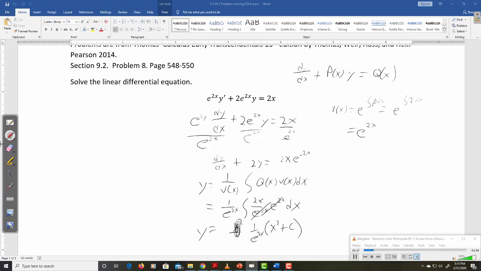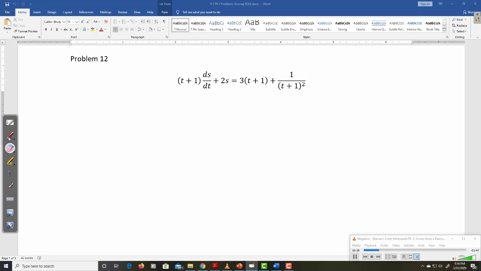Let's do another example. This is problem 12. Once again, we have a coefficient on our derivative term that we need to divide out. So if I do that, everything divided by t plus 1. That's going to get us ds dt plus 2 over t plus 1 s equals 3 plus 1 over t plus 1 cubed.